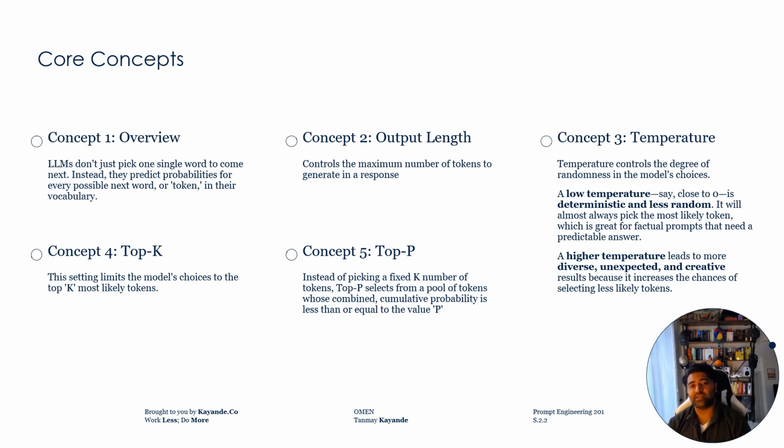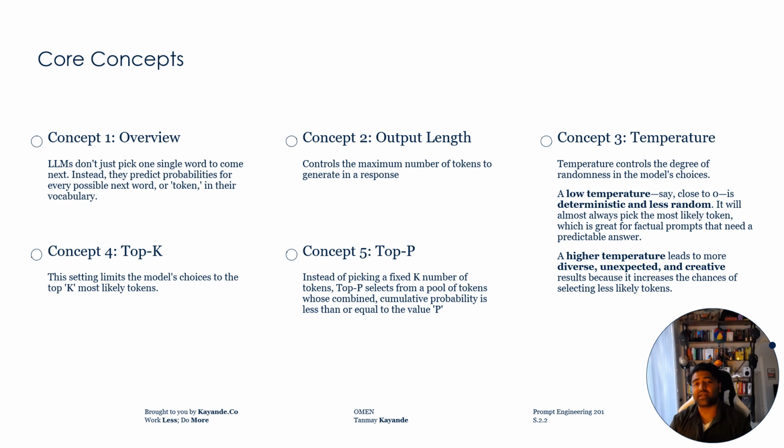Before we dive into each setting, it's crucial to remember one thing about how these models work. LLMs don't just pick one single word to come next. Instead, they predict probabilities for each possible next word or token in their vocabulary. The settings we're discussing today are the tools we use to control how a model chooses a single token from that list of probabilities. Let's start with the simplest one, output length.